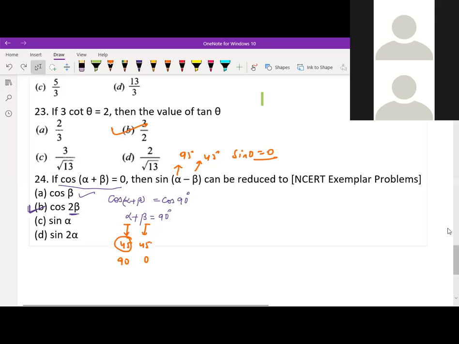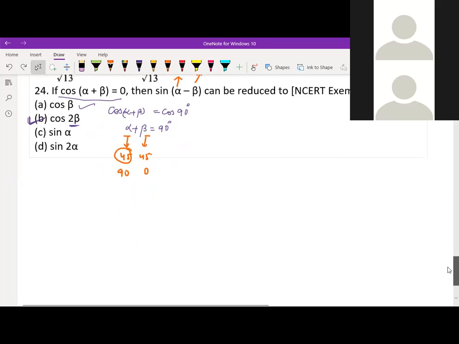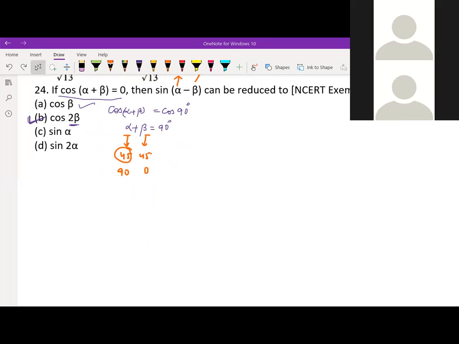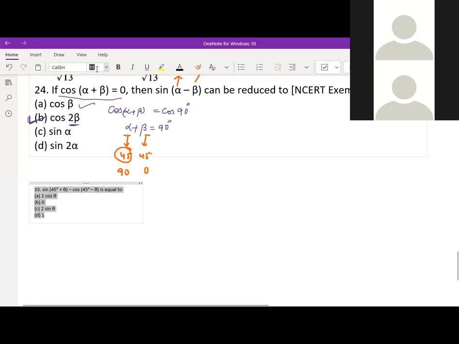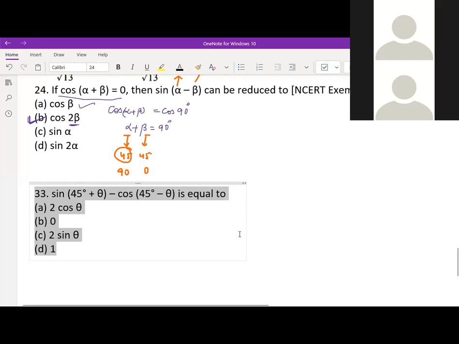Sir, yeah, it's correct. Next question is question number, one minute. Sine of 45 plus theta. This type of question, you were asking about, I think, the 45 degree one. Correct, Praharshan. Who can solve this question?